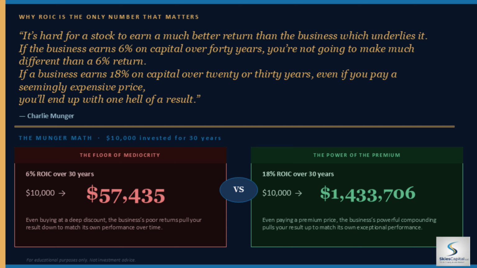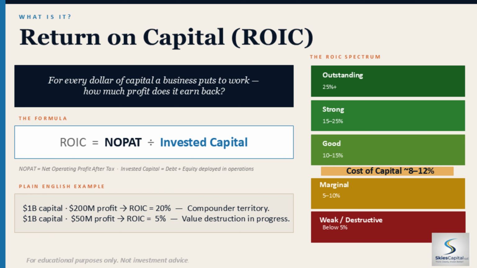So let's start out simple. What is return on invested capital? Let's define ROIC clearly. Return on invested capital asks one question: for every dollar a business puts to work, how much after-tax operating profit does it earn back? ROIC equals NOPAT divided by invested capital. NOPAT is net operating profit after tax. Invested capital is the capital tied up in the business. So in plain English, ROIC tells you how efficiently a company turns capital into profit.